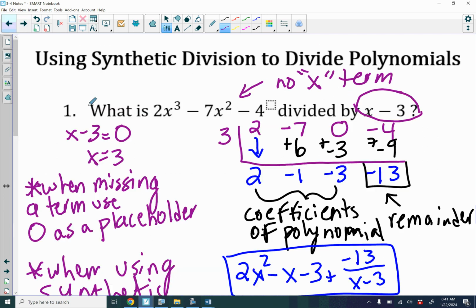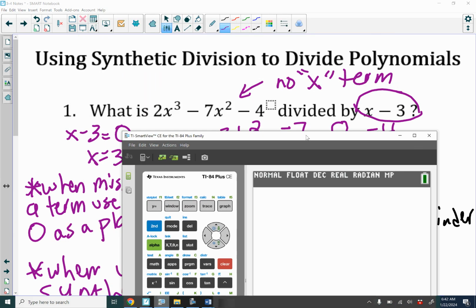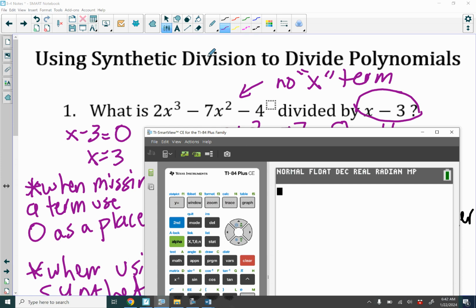So let's say I took the number 3 and plugged it into this polynomial. For every place I have x, I would have 2 times 3 cubed, then minus 7 times 3 squared, and then minus 4. It would give us our remainder of negative 13. Let's check that actually. That might be a good idea. In this example, when we used synthetic division, our a value was 3.